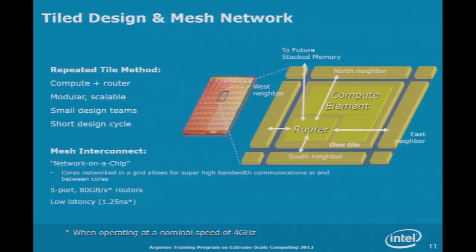Here's what each slice looks like. You have the compute elements, and you have a router that goes north, south, east, west. It also goes straight up, so you could put memory on top of this chip and get through-silicon-via stacked memory, and you put all of these tiles together.